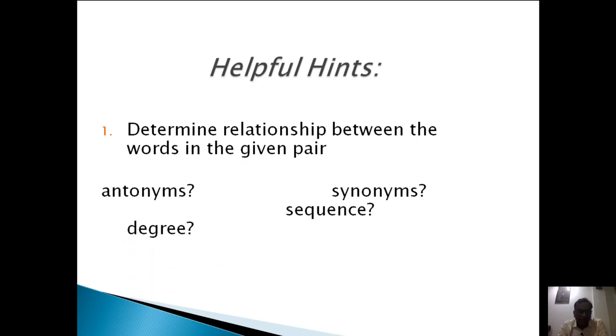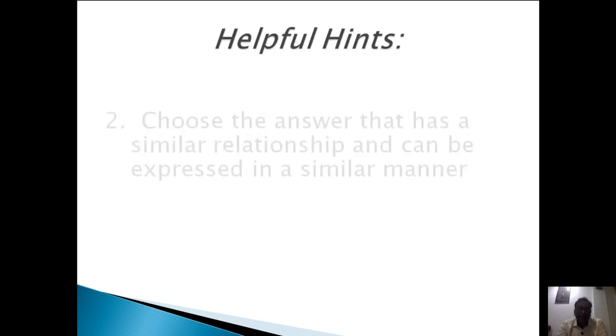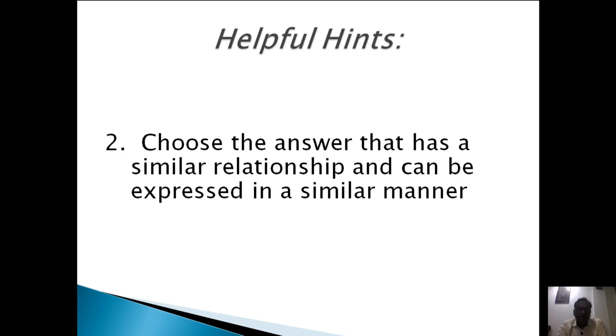Determine the relationship between the words in the given pair. First point you should remember, I would like to read: determine the relationship between the words in the given pair. Second hint: choose the answer that has a similar relationship and can be expressed in a similar manner. I think this is the biggest hint you can ever get to solve this kind of analogy question. I remind you one more time, choose the answer that has a similar relationship and can be expressed in a similar manner. Getting? It should have a similar relationship and can be expressed in a similar manner. Then you can choose a correct answer.